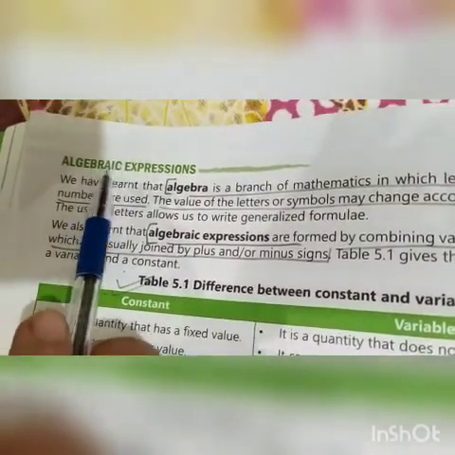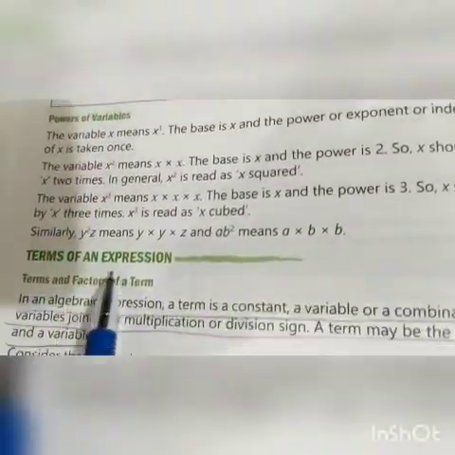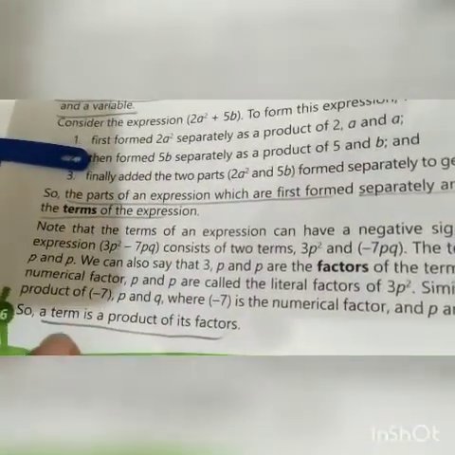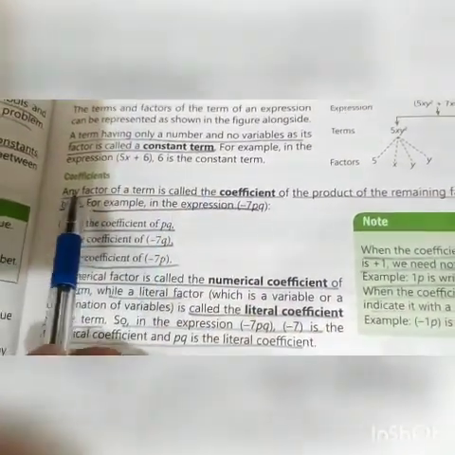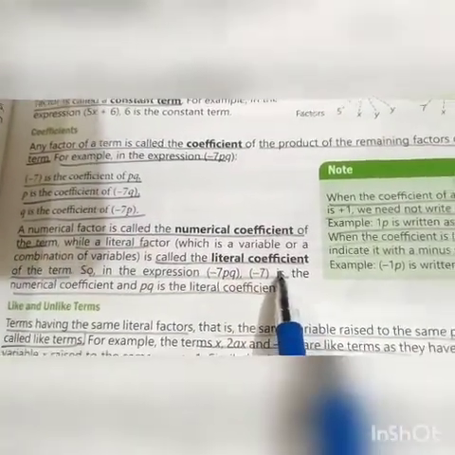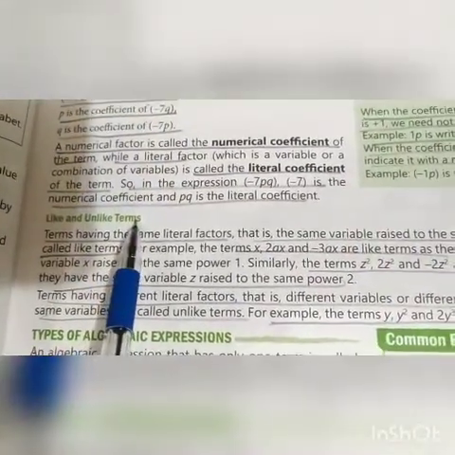Here first is algebraic expression, the definition of algebra and the definition of algebraic expression. Then a table, the difference between constant and variable. Then see terms of an expression, what are terms of an expression. Then the definition of terms. Then one more last line, a term is a product of its factors. Then on the next page, the definition of constant term, then the definition of coefficient, numerical coefficient, literal coefficient, and this note also. Then come like and unlike terms.